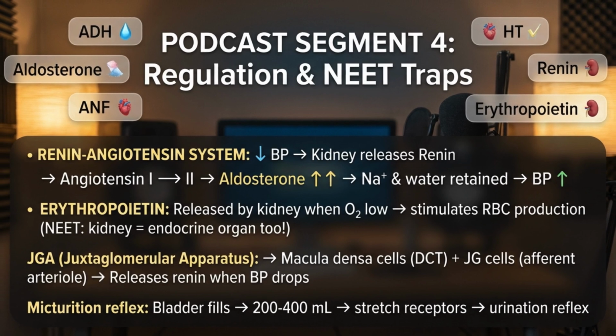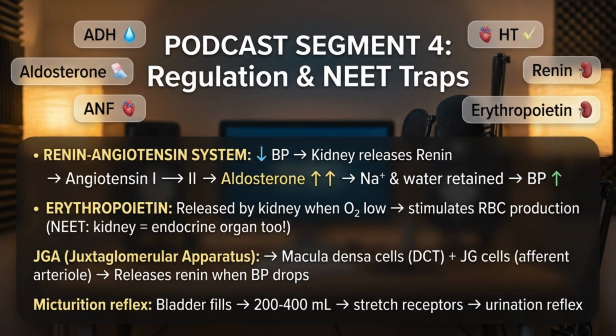The Renin-Angiotensin system. When blood pressure drops, the juxtaglomerular apparatus, or JGA, in the kidney releases an enzyme called renin. Renin converts angiotensinogen in the blood to angiotensin 1, which becomes angiotensin 2, a potent vasoconstrictor. Angiotensin 2 also stimulates aldosterone release, which retains sodium and water, raising blood pressure. This is a cascade NEET has tested at every step.